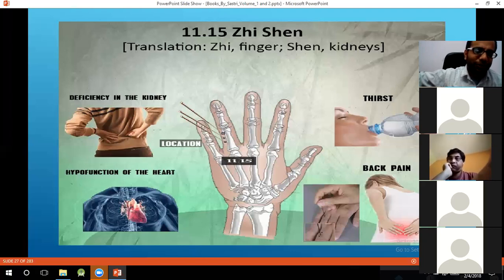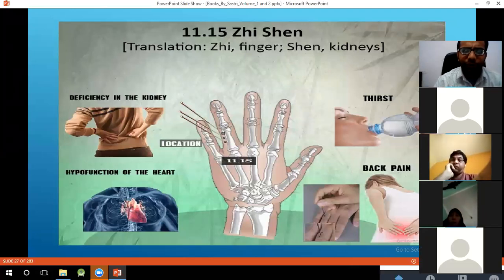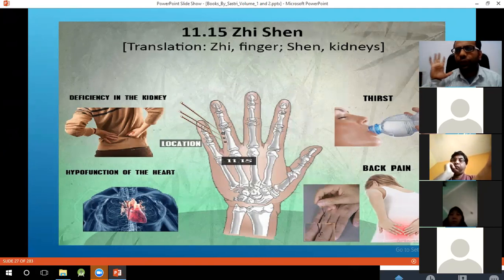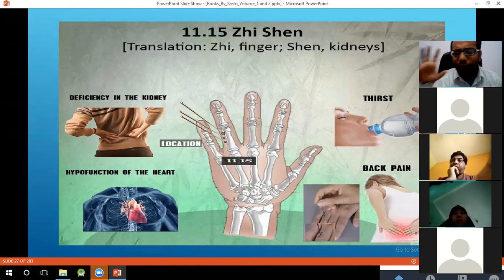it becomes a case of disease. In that case, this 11.15 is very good because it nourishes the kidney and it removes the fire from the kidney. And I find it very effective even in tachycardia, bradycardia, and other areas. This point is very good.